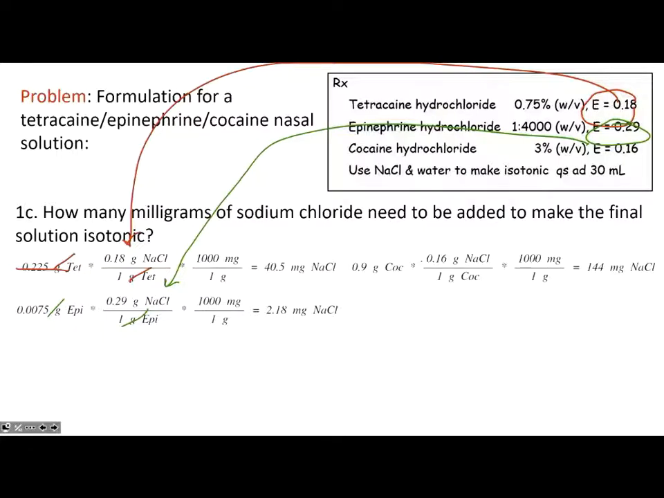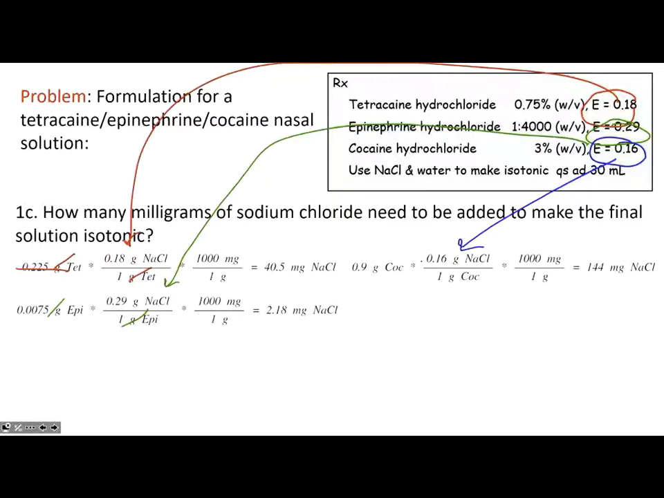Lastly, for the cocaine, if I take that value, bring it down here, I'll take the weight that we wanted, the 0.9 grams of cocaine times 0.16 grams of sodium chloride per gram of cocaine, and I'll convert each of those into an equivalent weight of sodium chloride that those drugs mimic osmotically. Great, we got the sodium chloride. Is it enough? How much do we need? We know how much is there now.